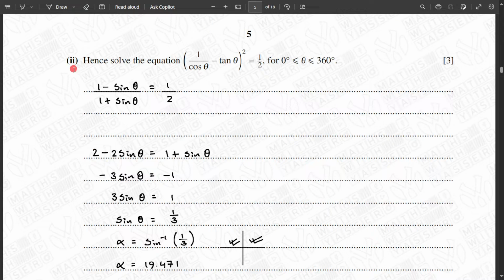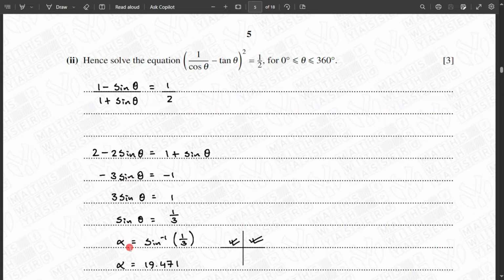In part 2, it says, hence solve the equation (1 minus cos theta minus tan theta) whole square equals to half. We know that this can be written as (1 minus sine theta) by (1 plus sine theta) equals to half. So if we cross multiply, we will get 2 minus 2 sine theta equals 1 plus sine theta. Or we can write it as minus 3 sine theta equals to minus 1. If we multiply both sides by negative 1, we get 3 sine theta equals to positive 1. So sine theta equals to 1/3.